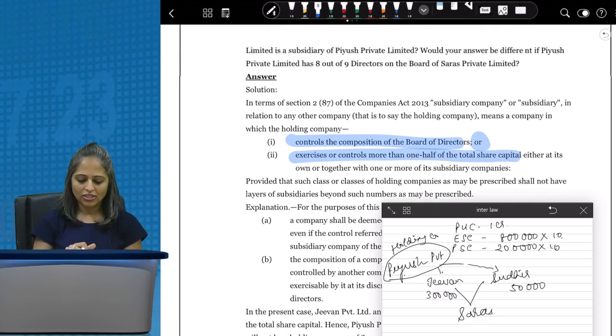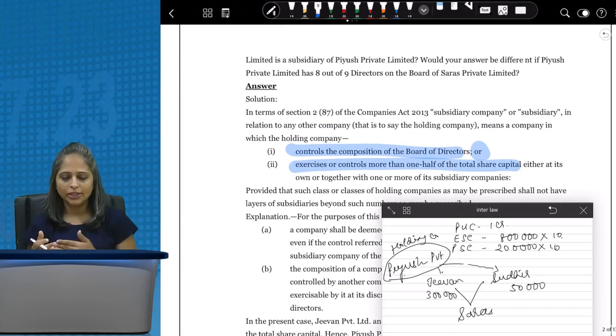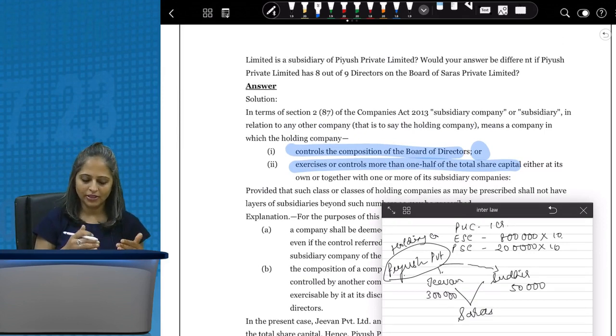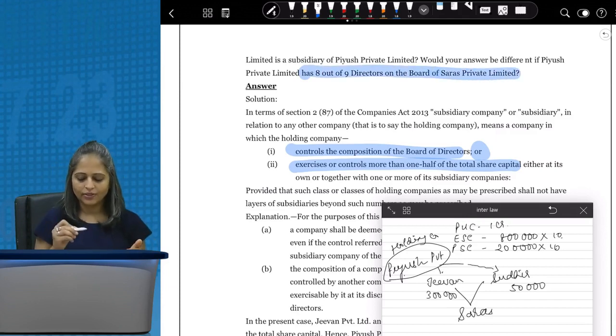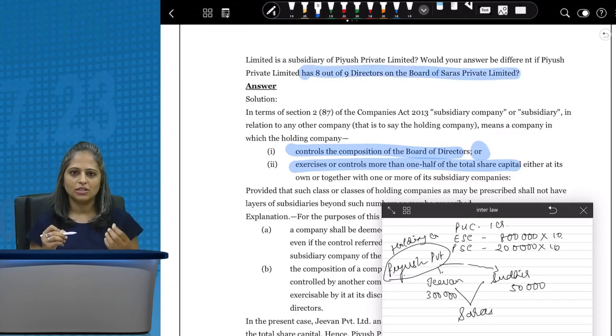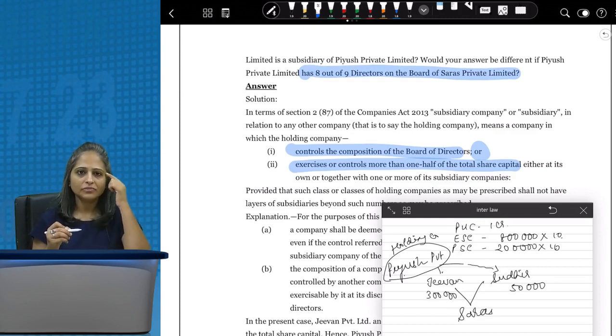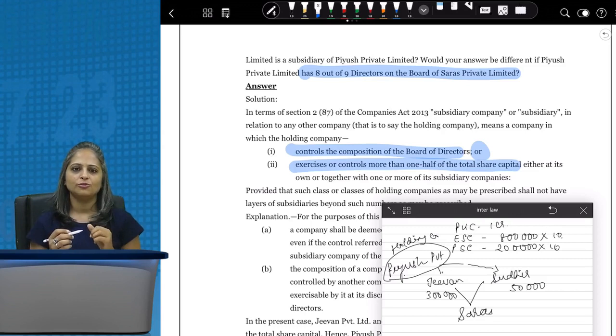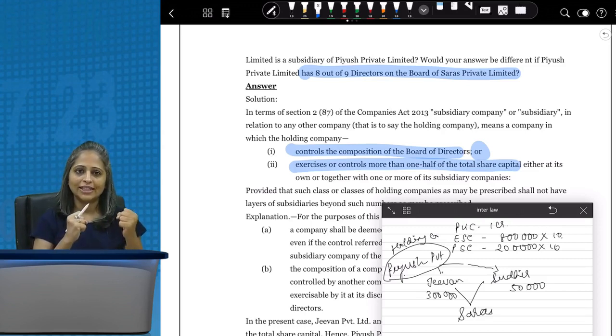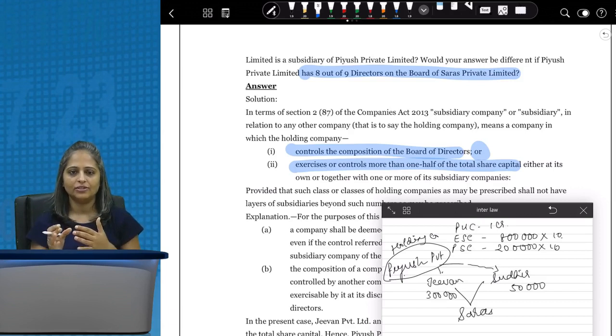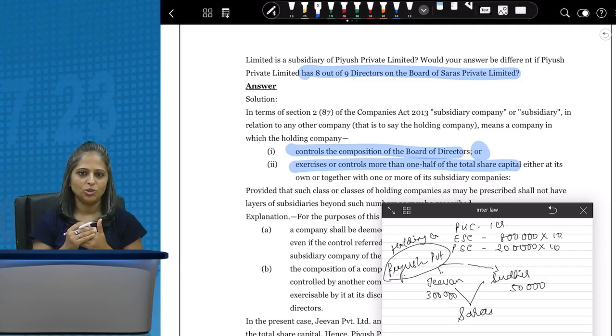Now the question is also asking whether your answer would be different if Piyush Private Limited had 8 out of 9 directors on the board of Saras Private Limited. So here, think of the first condition, controlling the composition of the board of directors. If it has 8 out of 9 directors on the board of Saras Limited, it is controlling the composition of the board because it has 8 directors out of the total 9. And in the second scenario, it will be said that it is a subsidiary of Piyush Private Limited.